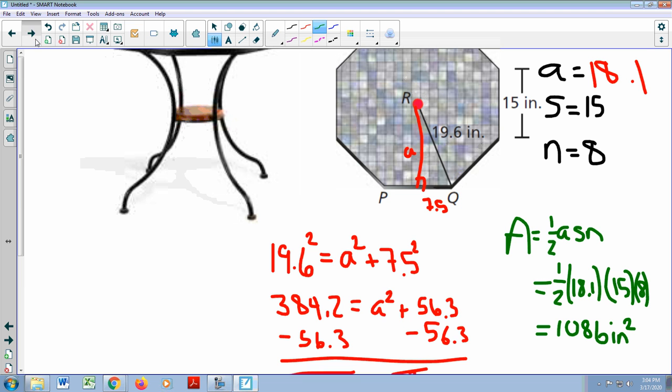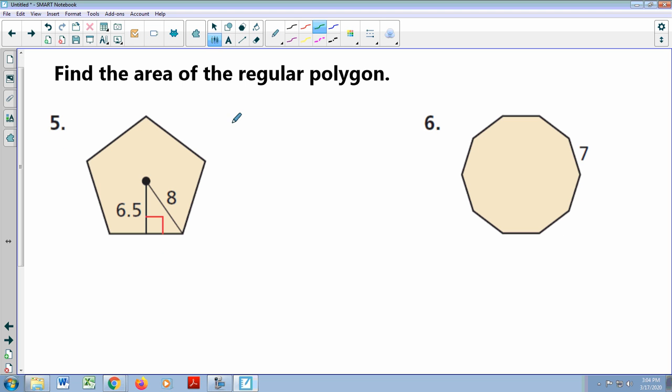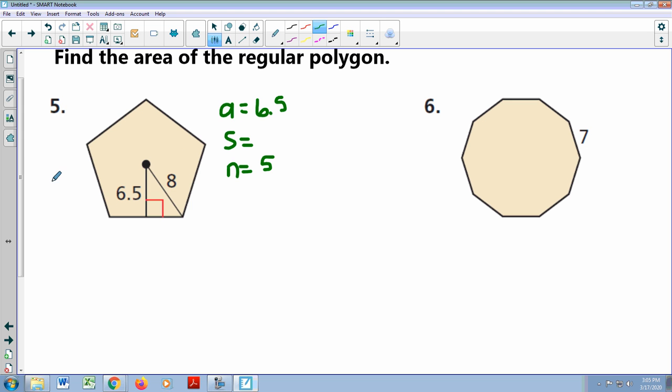Okay. Last one. I got two here. So we're going to find the area of the regular polygon. I've got my apothem here, luckily. Apothem is 6.5. I do not know my side length, and number of sides is 5. But what I see here is I have the Pythagorean theorem. I can run through the Pythagorean theorem to find the side length.